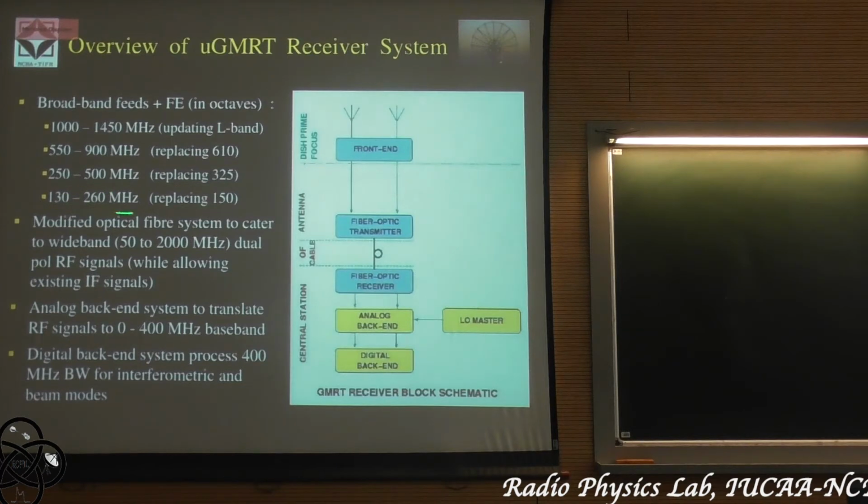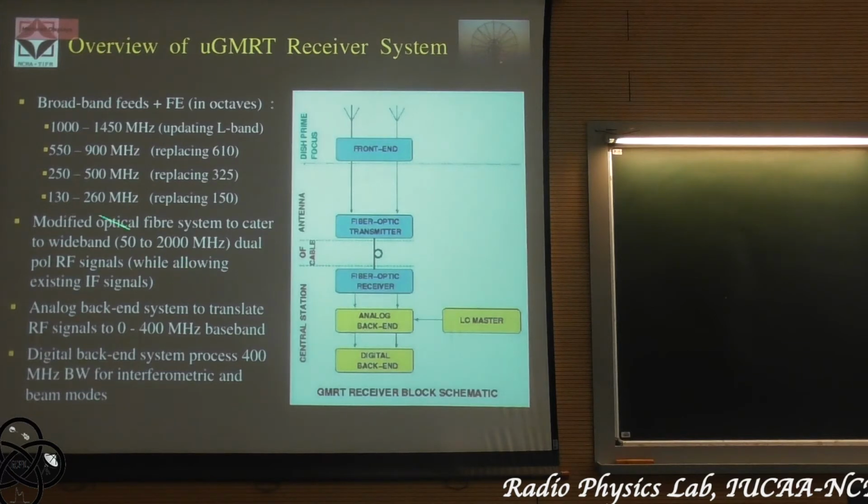Now you can see these ranges of frequencies are quite wide. They're almost like an octave. Octave means the highest frequency is 2 times the lowest frequency. So like 130 to 260, 250 to 500 is almost an octave, 550 to 900, and then the highest frequency where it's difficult to do one full octave, 1000 to 1450 megahertz. And these replace the old systems which were working at a much narrower range of frequencies around 150, 325 and 610. So that change is all happening over here.